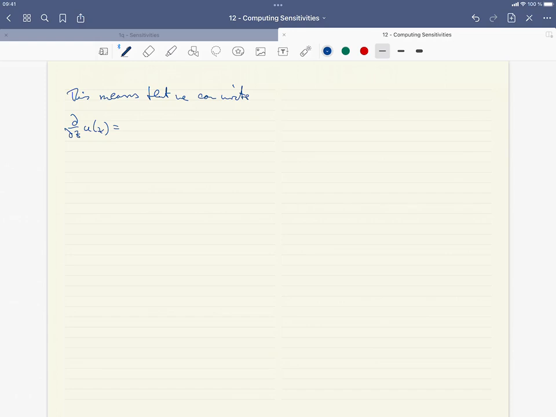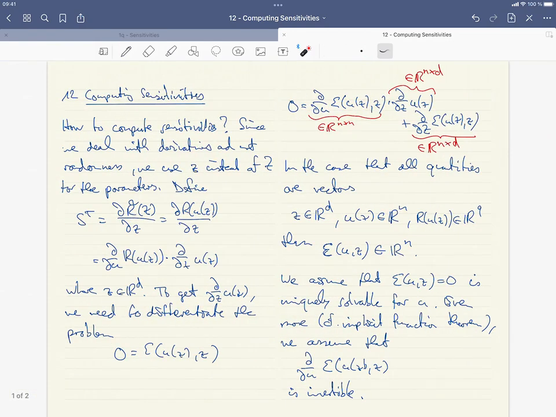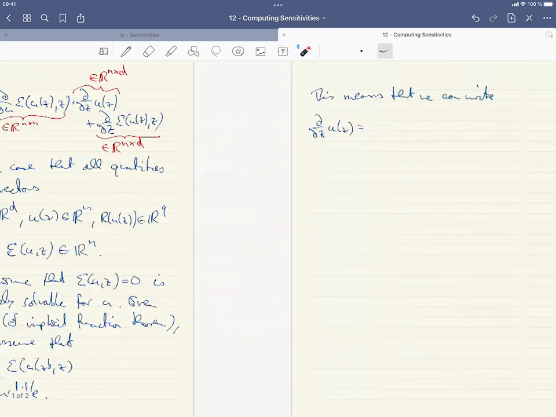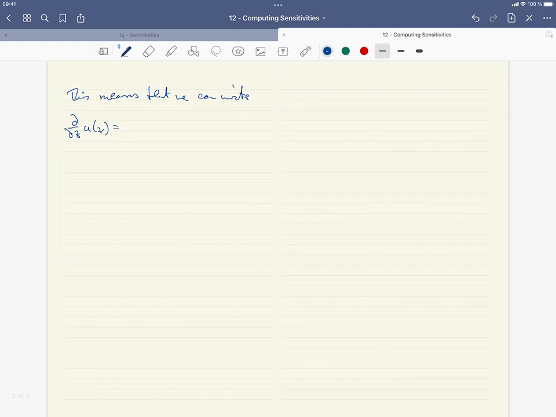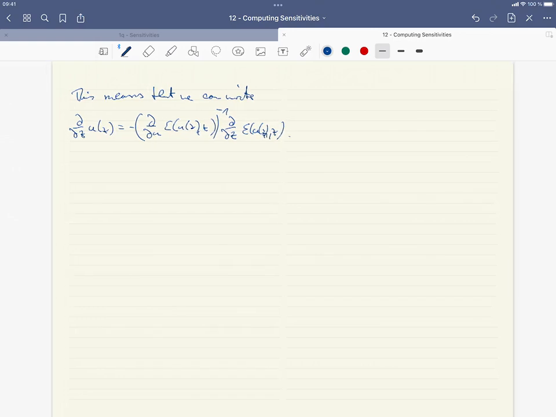And well, remember we have this formula here. So here, this is the formula. So I'm inverting this one here, and I bring this one to the other side. So what I have is that this is minus d over du, E of U of Z, comma Z. This one I'm inverting, and I'm applying it to the Z derivative of E. Yeah.